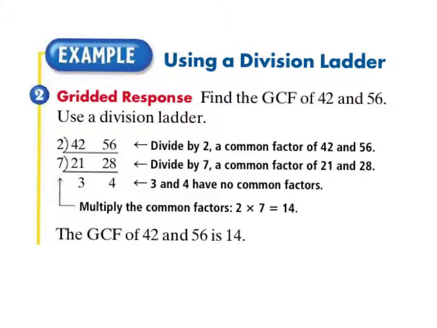You write your original numbers and think, what is something I know I can divide both of these numbers by? They're both even, so I can divide them both by 2. Then you put your answers for dividing by 2 in the second line. Pretty much you're doing your division upside down and seeing what numbers will go into both of the digits. We know 7 will go into both 21 and 28, which gets us to 3 and 4. And then 3 and 4 have no common factors. So to find the greatest common factor, you take the numbers to the left of the ladder and multiply them. 2 times 7 equals 14, so the greatest common factor of 42 and 56 is 14.